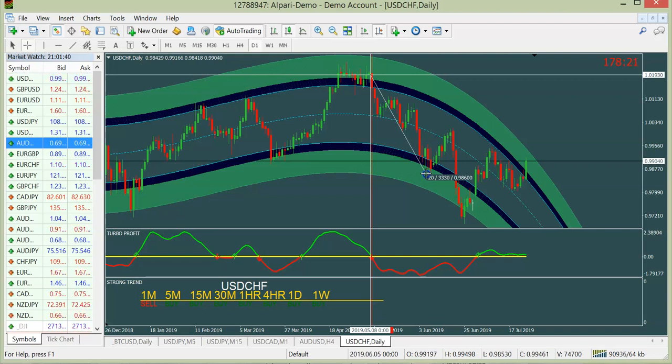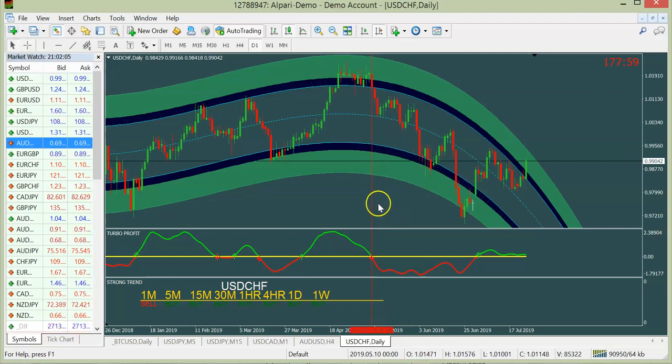The second one is that you wait until this red line goes up and crosses the yellow, then you get a green signal, green arrow, and then you can exit here. This is more risky but more profit. So here you can make 400 pips, or here 340. So this is how it works.